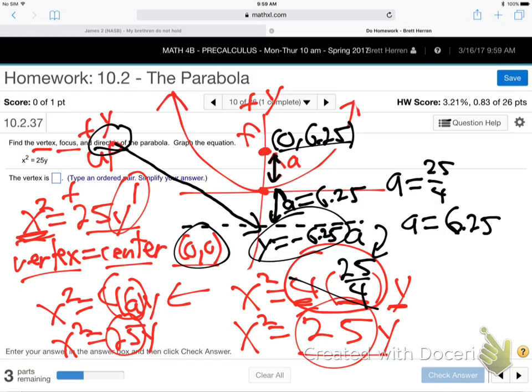No, I was just gonna say, because we know that, I see what you did right there. I'm trying to find what A was. But since we know that 25 is actually 4A, we just say 4A equals 25. That's right. That'll work too.